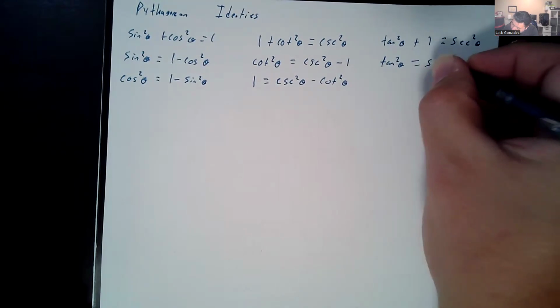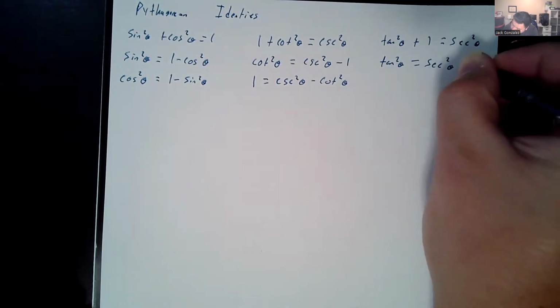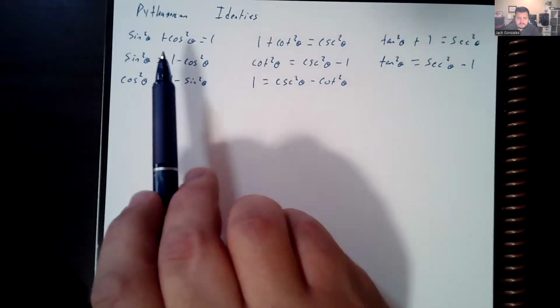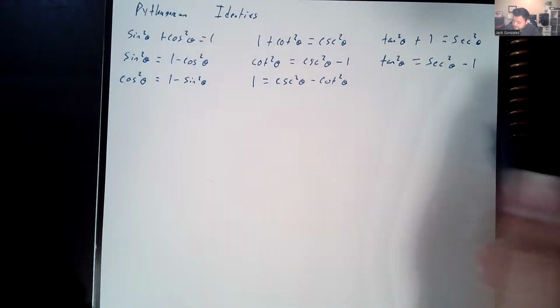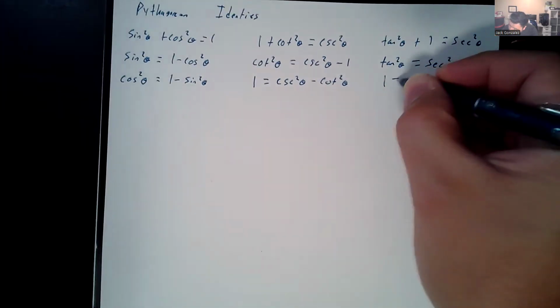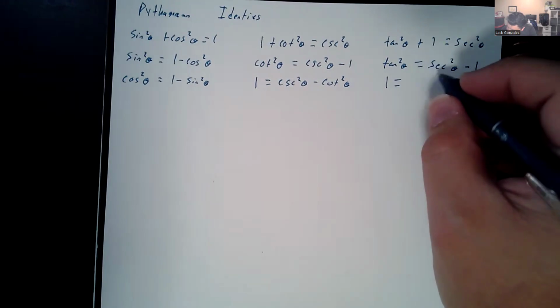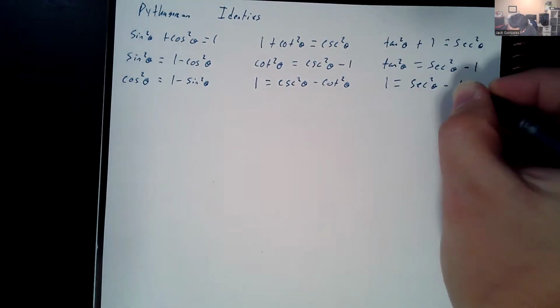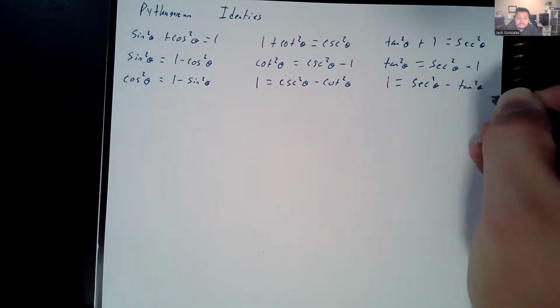For now, you don't want to derive them. You can memorize them or put them on a formula card, but that's how you create them. You're just doing some basic algebra, dividing by certain terms. Solve for 1 here. This will become secant squared theta minus tangent squared theta.